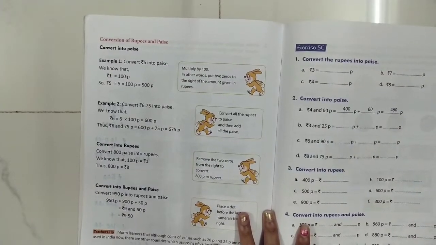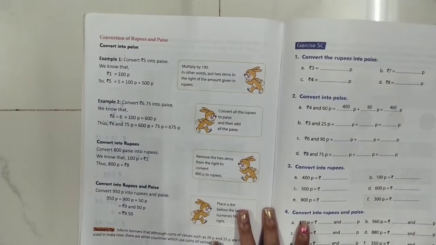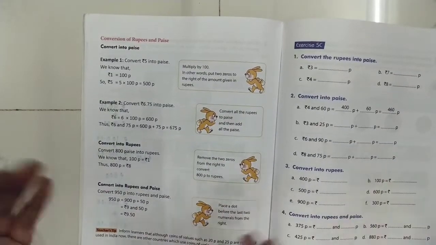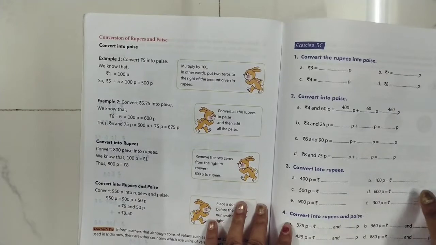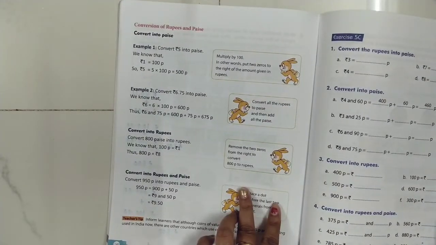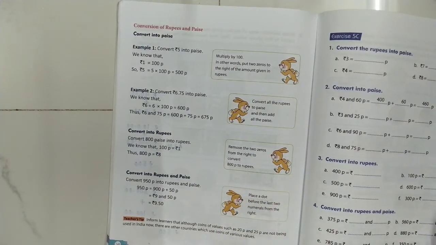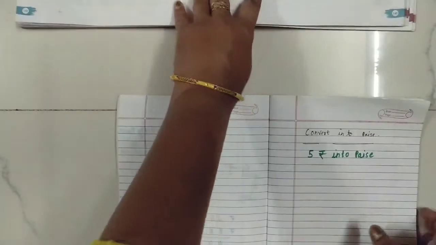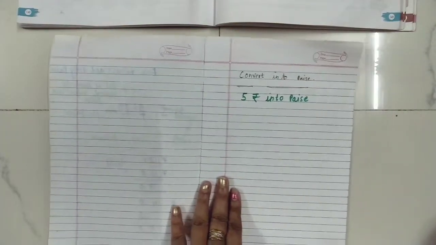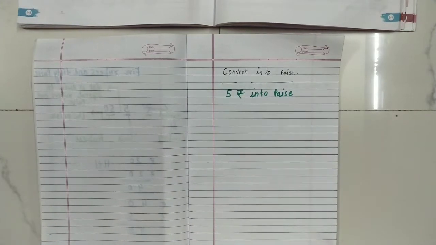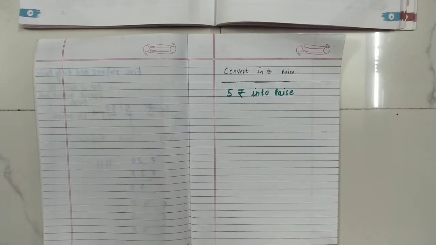So children, today we are going to learn some conversion. It means how we convert rupees into paise and paise into rupees. The first topic that we are going to learn is converting into paise, which means you have to convert rupees into paise. Now let's start. Here we have 5 rupees and we have to convert the 5 rupees into paise.